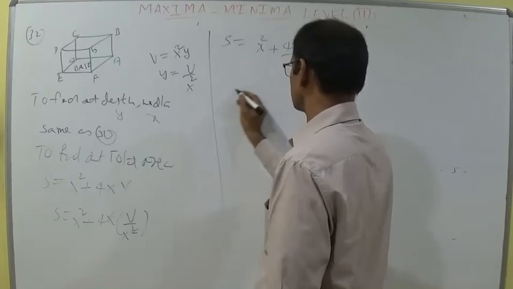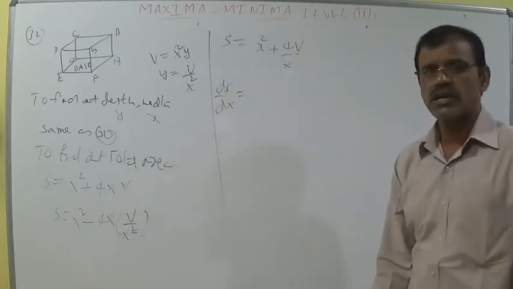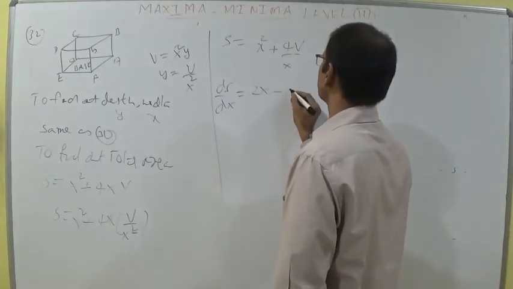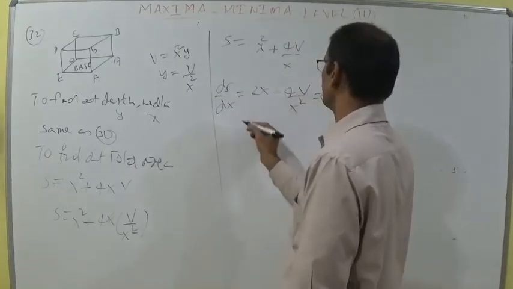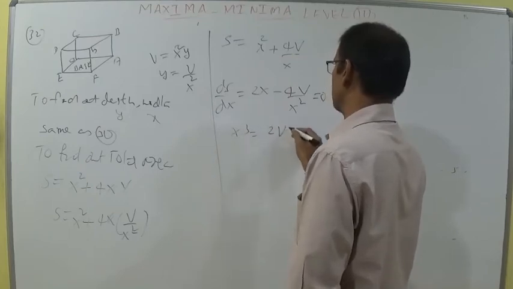Now I am writing to find the surface area, painting it is least. dS by dx is equal to 2x minus 4V by x square equal to 0. With 2 you can cancel. X cube is equal to 2V.